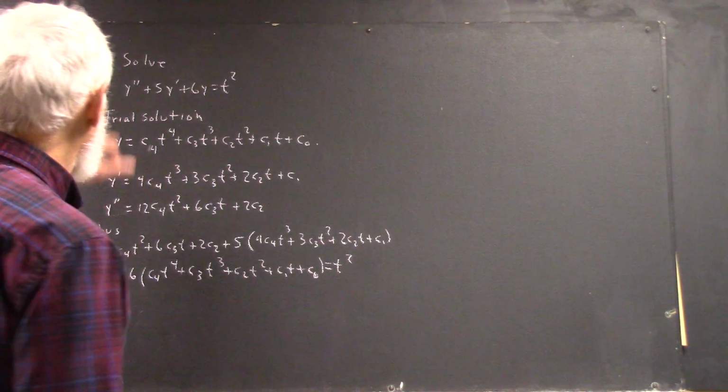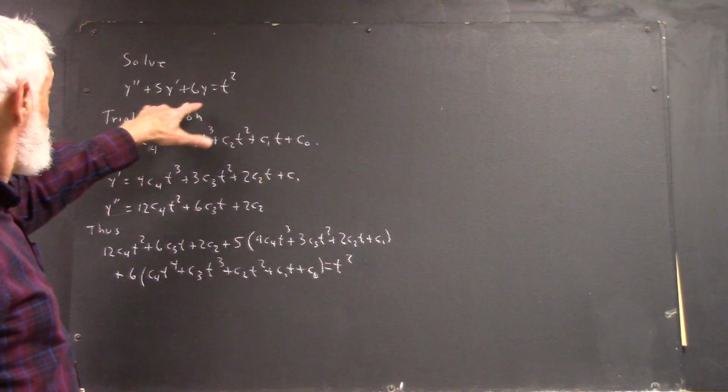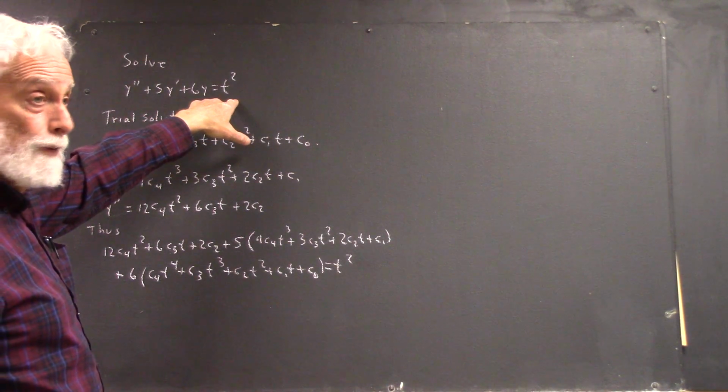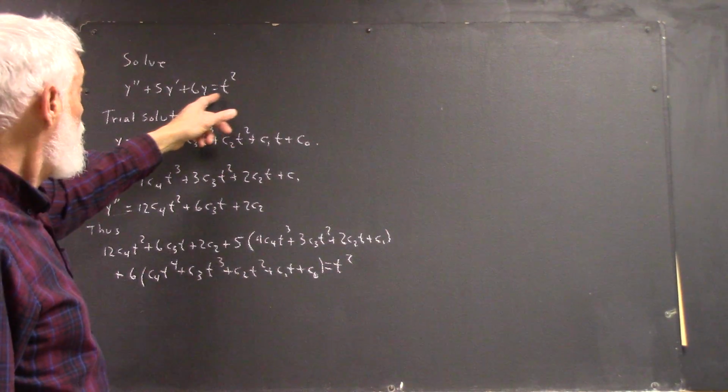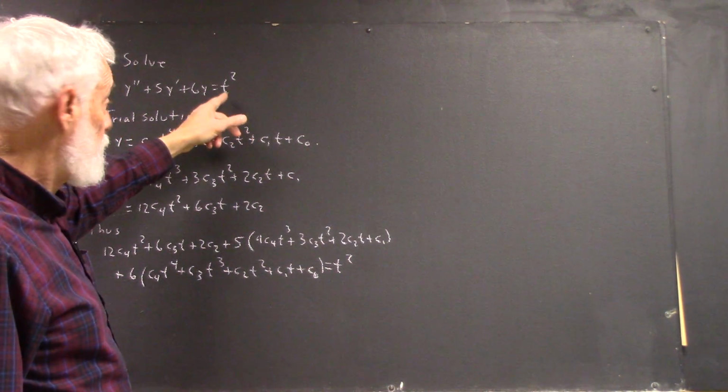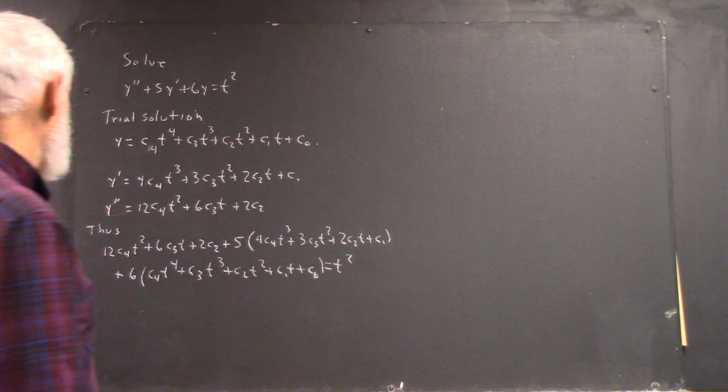Okay, we want to solve this equation. The left-hand side is just the same as what we did, but now we've got a right-hand side. This is called a non-homogeneous equation because you don't have a zero here. You've got a t squared, and this is the non-homogeneous part of the equation.